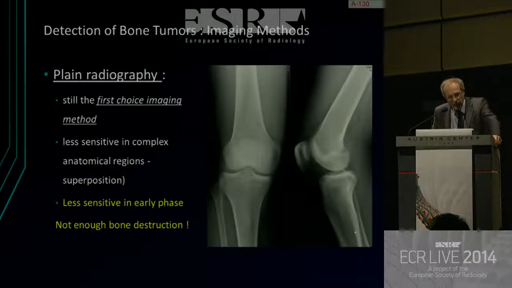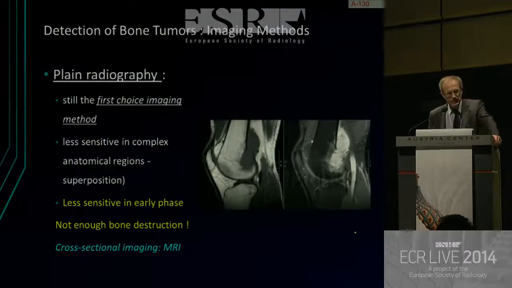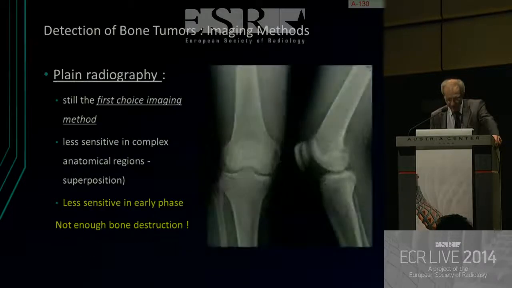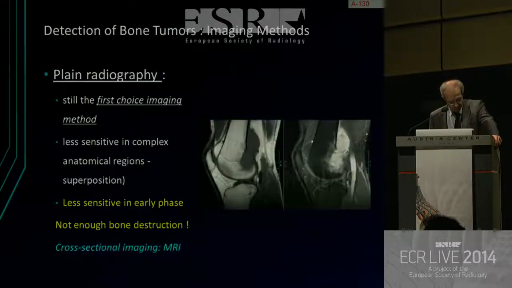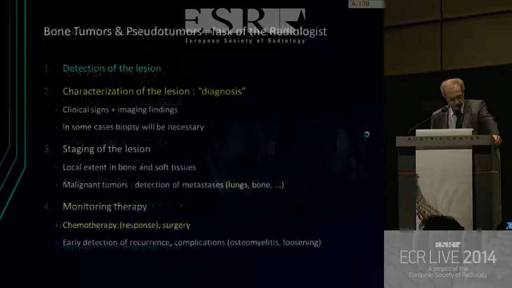So, plain radiography is the first choice imaging method, but in this teenager, I wonder if any one of you is seeing a tumor. That's a problem of plain radiography. It is less sensitive in the early phase when there is not enough bone destruction. So, this was a Ewing sarcoma invading the bone and the soft tissues. And only if you looked carefully, maybe you should have seen this little soft tissue mass. So cross-sectional imaging is certainly a technique which is useful for finding the lesion.